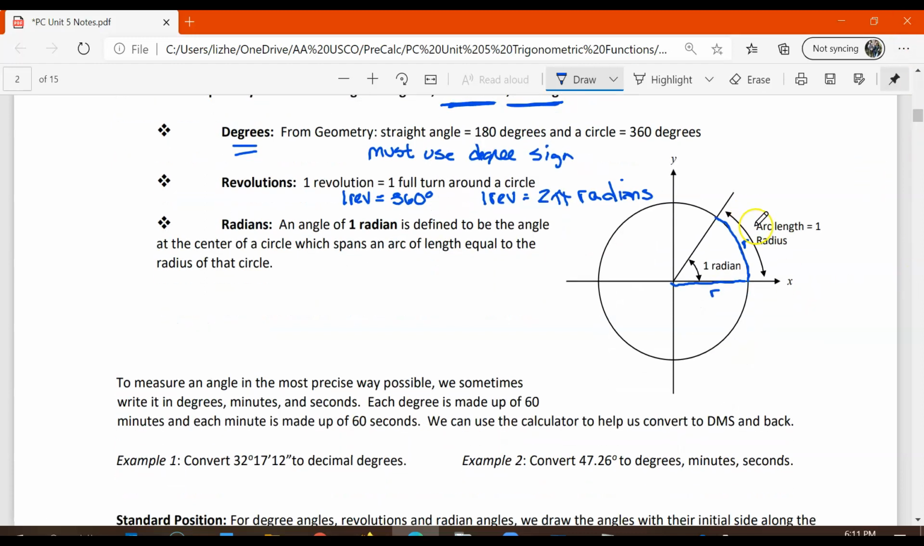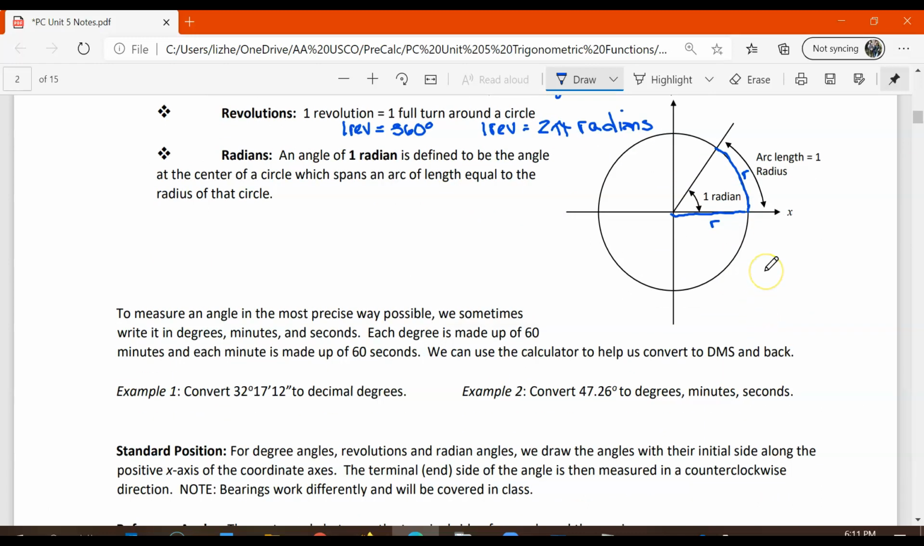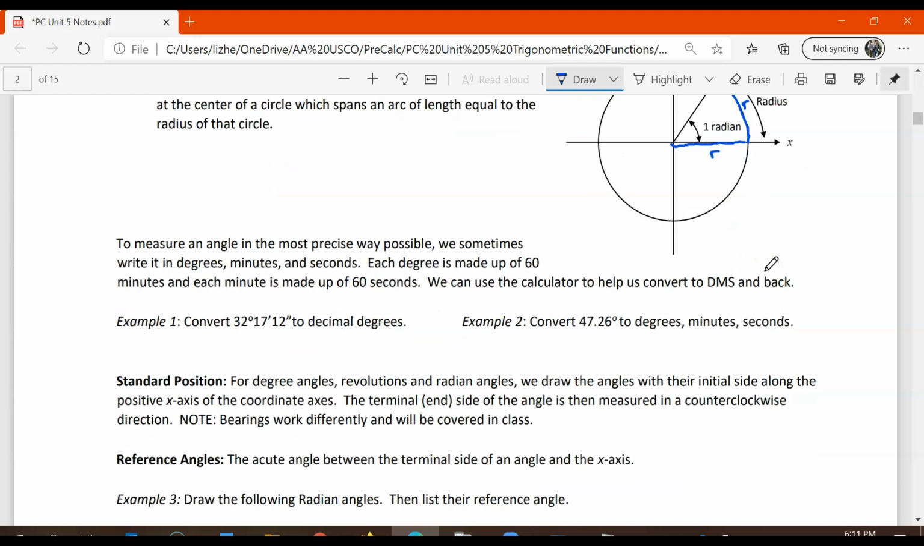Okay, to measure an angle in the most precise way possible, we sometimes write it in degrees, minutes, and seconds. Each degree is made up of 60 minutes, and each minute is made up of 60 seconds. So we can use a calculator to help us convert to DMS and back. DMS, degrees, minutes, seconds, and back.